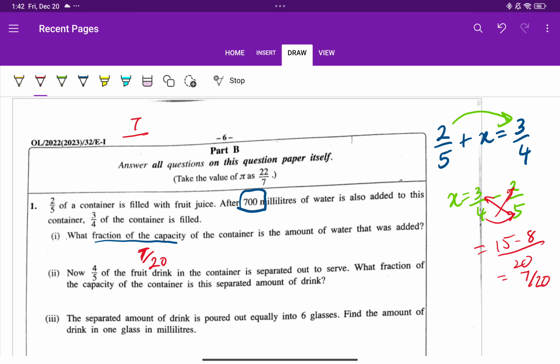So we'll have to remember 7 out of 20 is equal to 700 milliliters. Right? 7 out of 20 of the container is equal to 700 milliliters. This will be needed in the future.